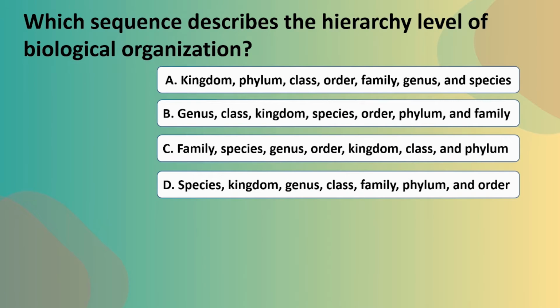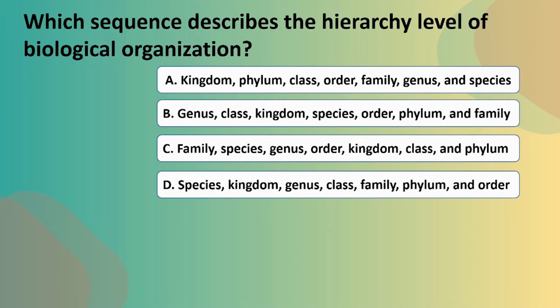Which sequence describes the hierarchy level of biological organization? A. Kingdom, phylum, class, order, family, genus, and species. B. Genus, class, kingdom, species, order, phylum, and family. C. Family, species, genus, order, kingdom, class, and phylum. Or D. Species, kingdom, genus, class, family, phylum, and order.